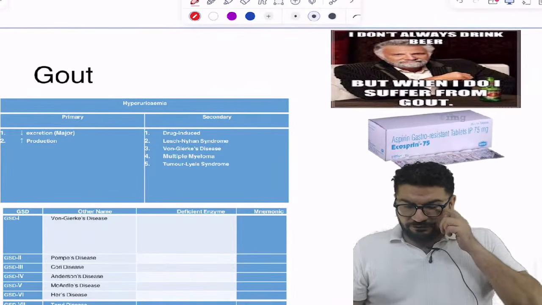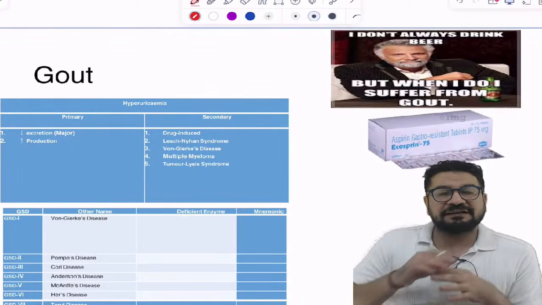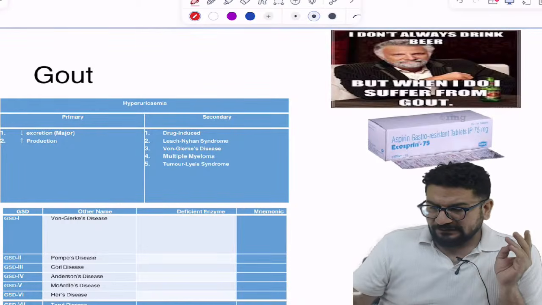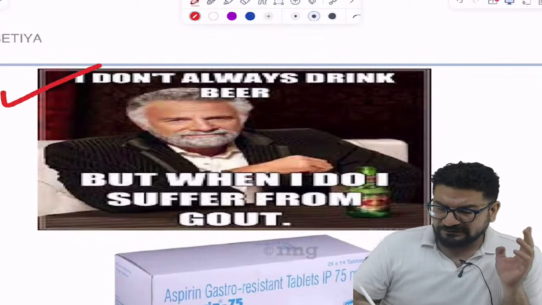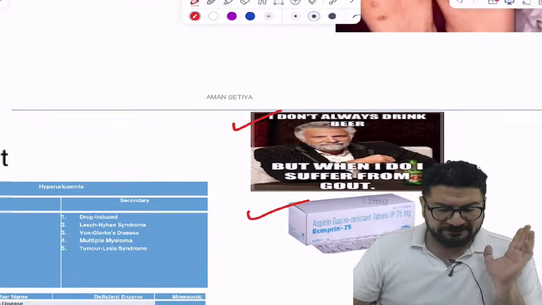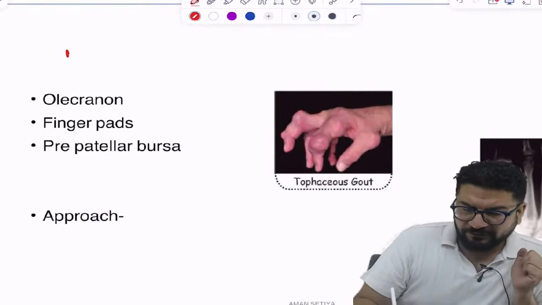Okay, now they ask you questions on gout patients. The differential diagnosis of gout will be any type of arthritis. Remember, patient is having gout. Generally there are two common triggers. First trigger is alcohol, second will be aspirin. So 2A: alcohol and aspirin. These are common triggers. Then in gout you can see formation of tophi.